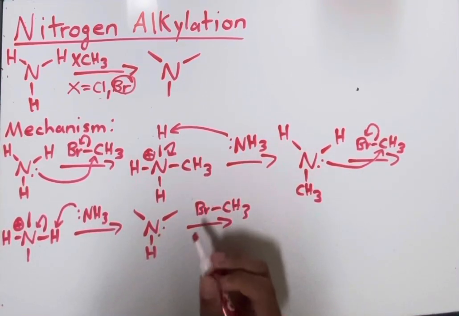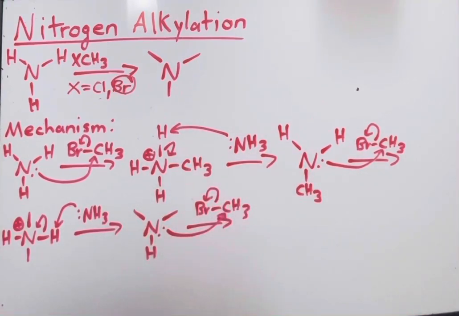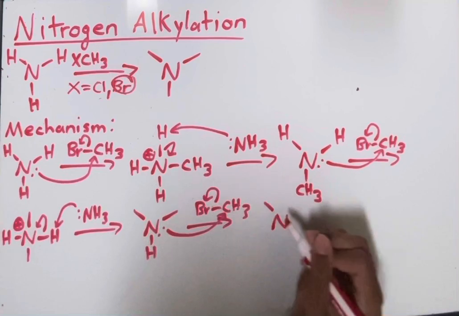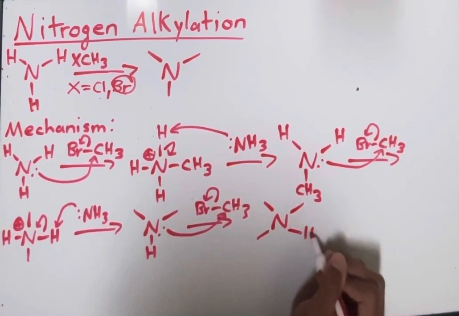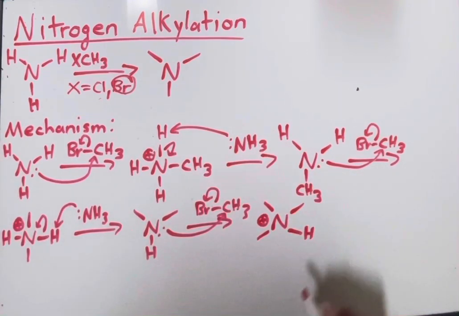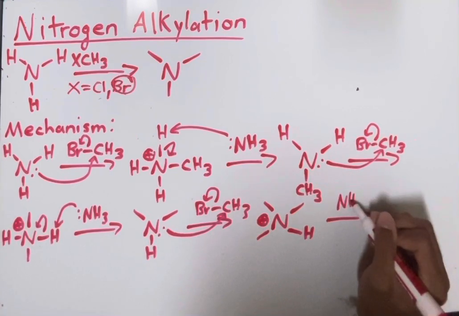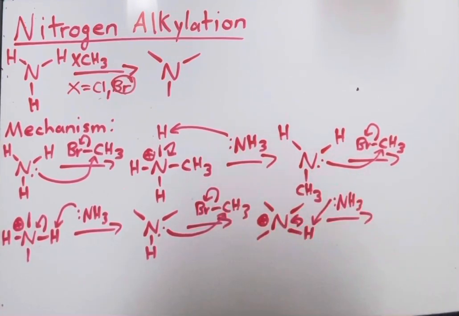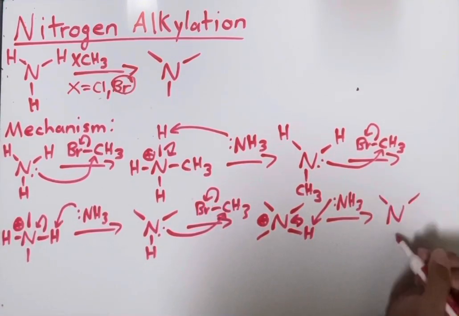And the nitrogen has a lone pair. It's going to grab the carbon, that bond's going to break, moving the electrons onto the bromine. And what we get is our nitrogen here, with only 1 hydrogen left over, has a positive charge. And we will bring in another NH3 with a lone pair. It's going to grab that hydrogen and move those electrons onto the nitrogen. So what we end up with is our tertiary amine.